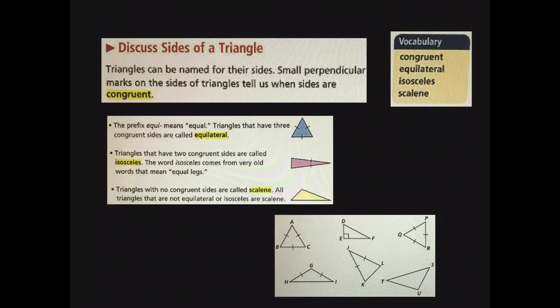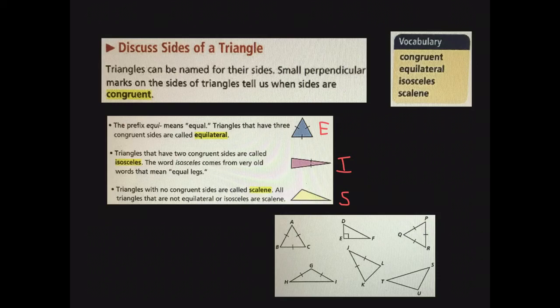So let's start labeling a little bit. I'm going to use some simple labels. So if it's an equilateral triangle, I'm going to use an E to mark it. If it's an isosceles triangle, so two sides the same, I'll label it with an I. And if it's a scalene triangle, I'll label that with an S, all sides different.